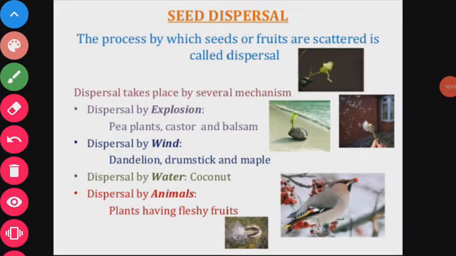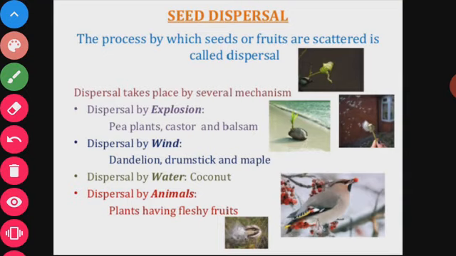Seed dispersal. The process by which seeds or fruits are scattered is called dispersal. We have seen plants and trees of different kinds at different places around us. Some are the same and some are different. A question arises in our mind: how can plants of the same type be found at different places?